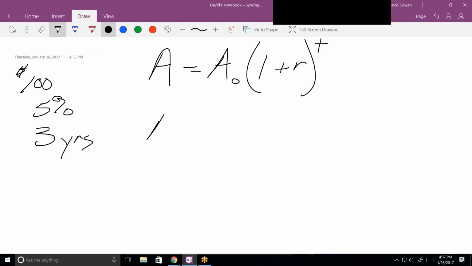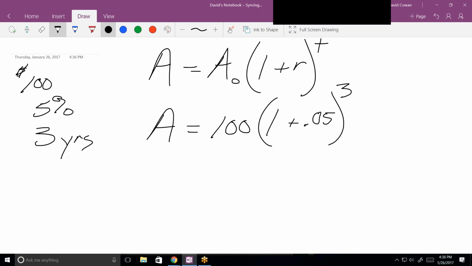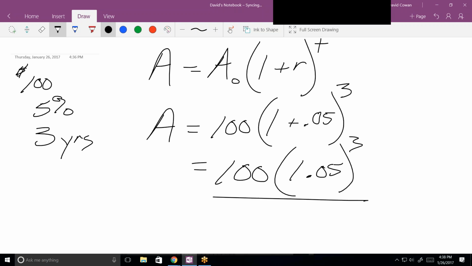Well, here's how I do it. The amount that it's going to be worth is the A on the left. A sub 0, I started with $100. My interest rate is 5%, which I need to put into decimal format like that. And the time is 3. So this becomes just a number that you can get out of your calculator: 1.05 cubed times 100. Do you have a calculator in front of you? Make sure you know how to do that.